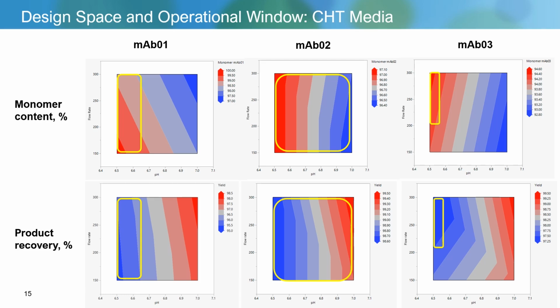Provisional operating windows are marked as the yellow boxes, considering monomer content and product recovery. For different maps, the optimal windows have various ranges and are not in the same positions within the design space. This observation shows the need of performing DOE studies in order to find optimal conditions, even in the cases where all maps are showing similar chromatograms.